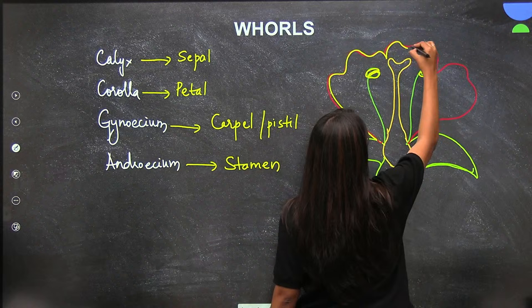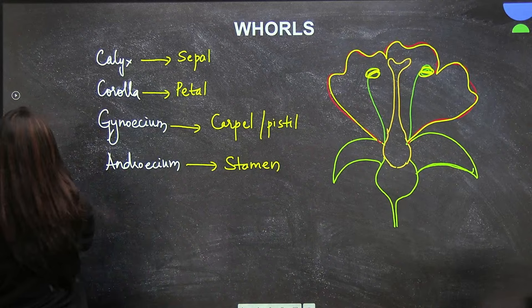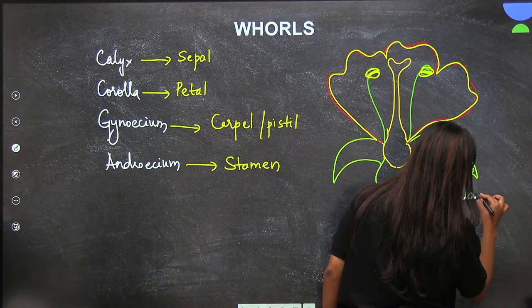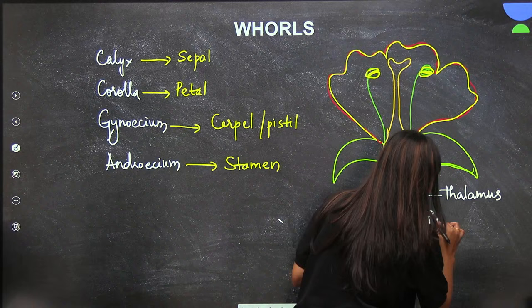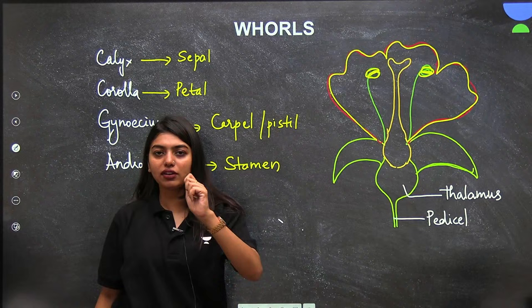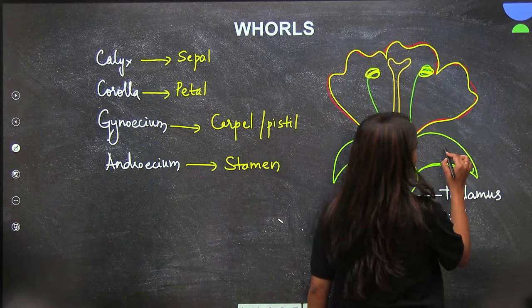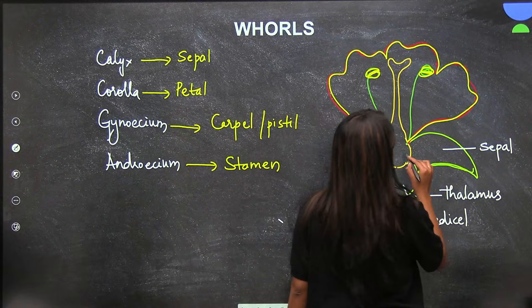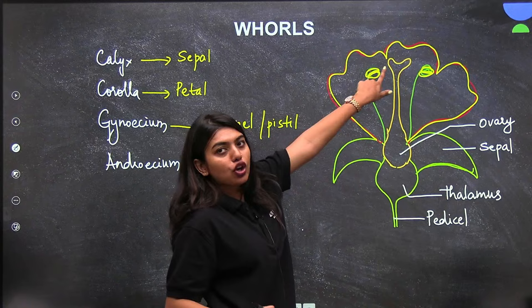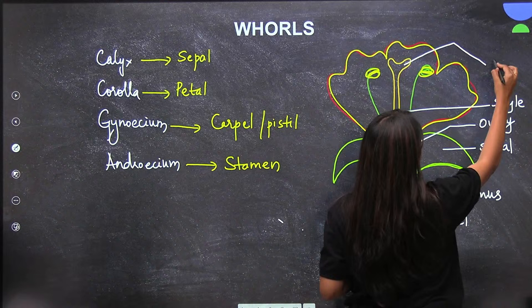Yes, this is a flower. Why have I drawn the flower? To label the parts. This swollen portion is your thalamus. This stalk-like structure is called the pedicel. If you have given a flower to someone or held a flower in your hand, you will hold the pedicel. What is this green portion? The sepal. And this portion is your ovary. This long stalk-like structure is your style, and this portion is your stigma. Correct? Very good.